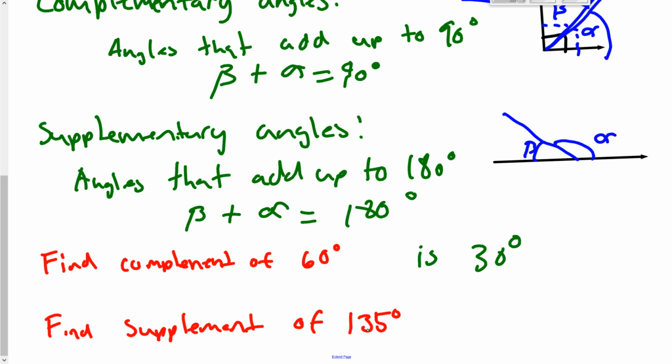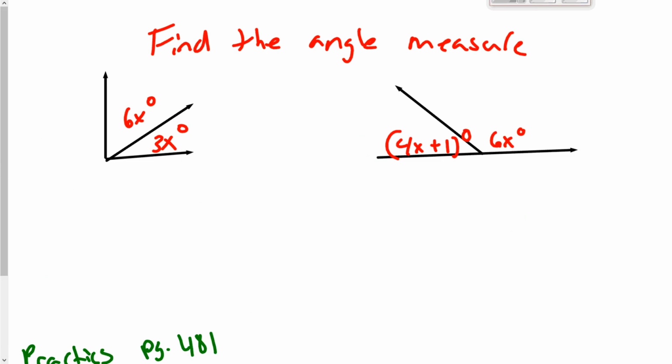So what do I have to add to 135 to get to 180? Well, if I add 5, that's going to be 140. So add 40 more, that'd be 180, right? So 45 degrees is the supplement of 135. So here is a couple examples, right?